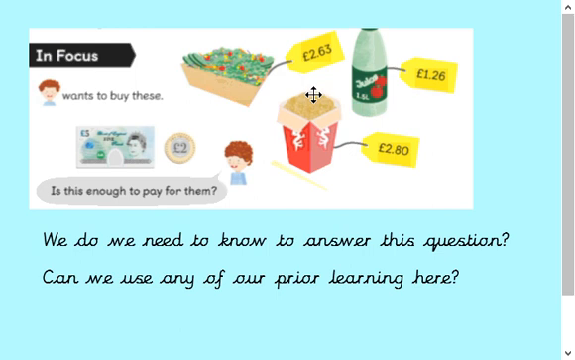So if we were to look at this, the first thing we would need to do, if we took these 2 prices, would add the £2 together. So we've got £2 plus £1 would be £3. Then we'd have the 63 and the 26, which if we added those together would be 89. So we've got £3.89. Then we're going to add the £2 on here, £5.89, and then plus 80 would be £6.69.